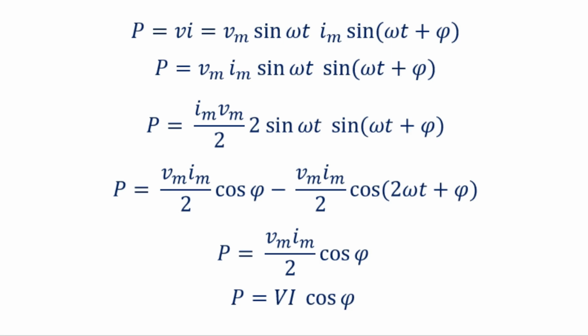Therefore power P is equal to Vm into Im by 2 cos phi. We can write this as Vm by root 2 into Im by root 2 into cos phi, where Vm by root 2 is called the RMS value, which is represented with capital V, and Im by root 2 is represented with capital I. Therefore P equals VI cos phi.